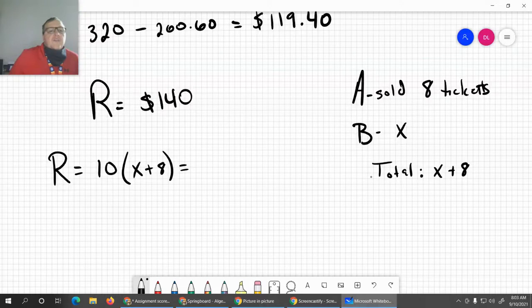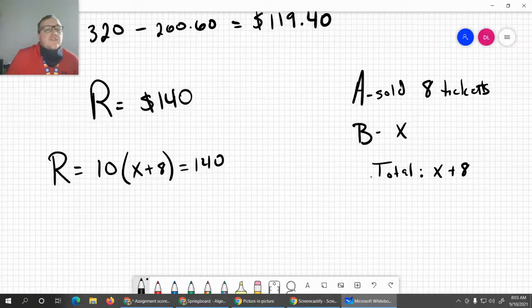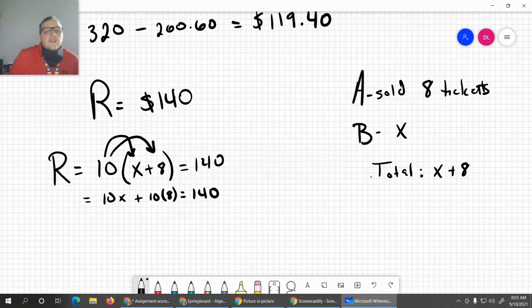What was the revenue? How much did they make? 140. Okay, 140. So here's the cool thing about math: you can use the distributive property if that's what you know. You can distribute the 10, right? You can say 10x plus 10 times 80 equals 140.